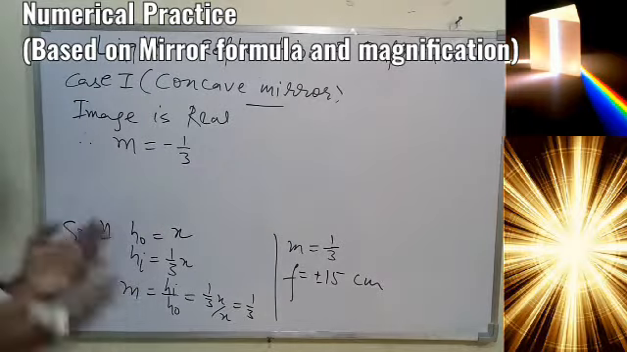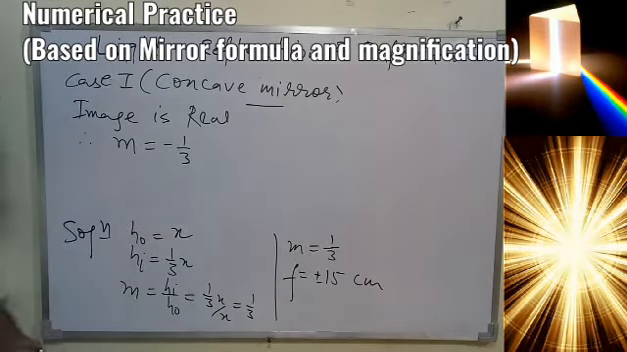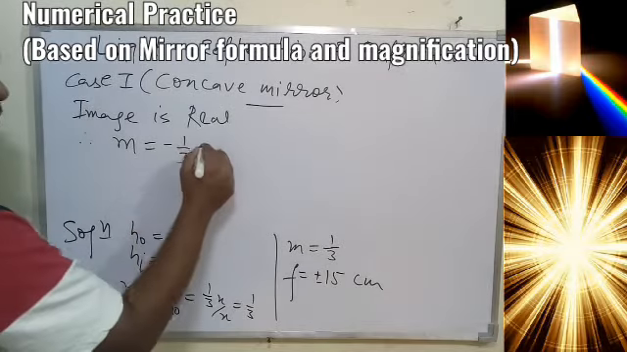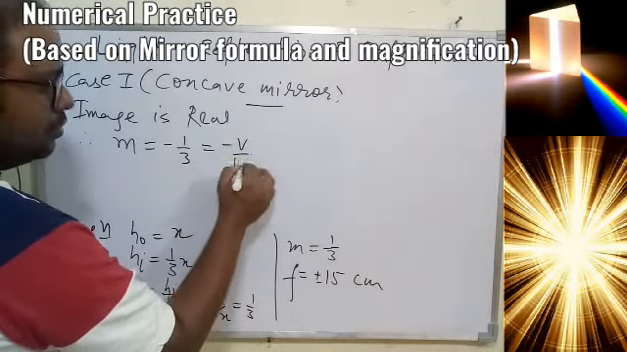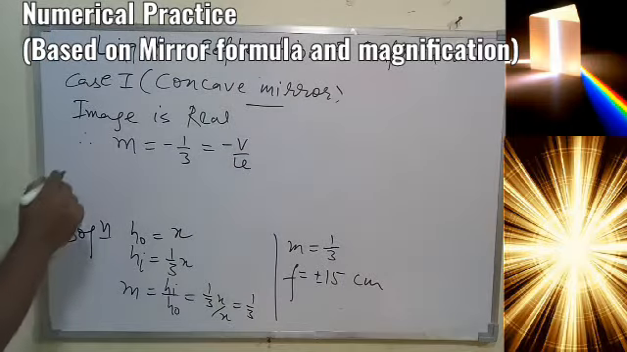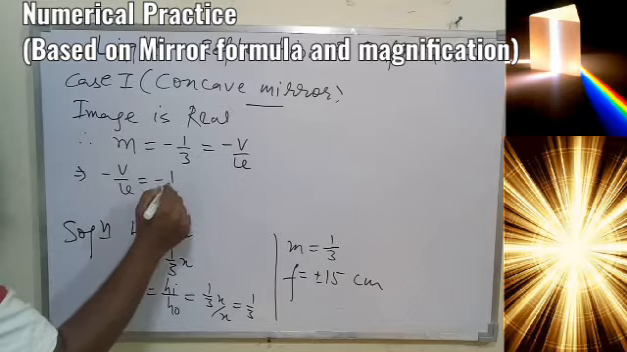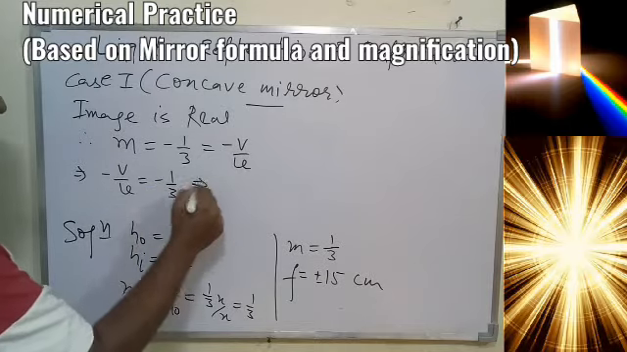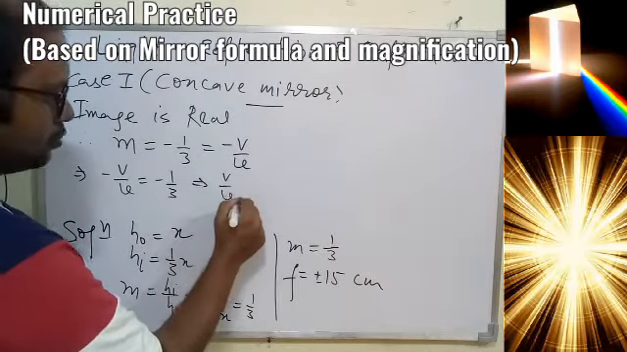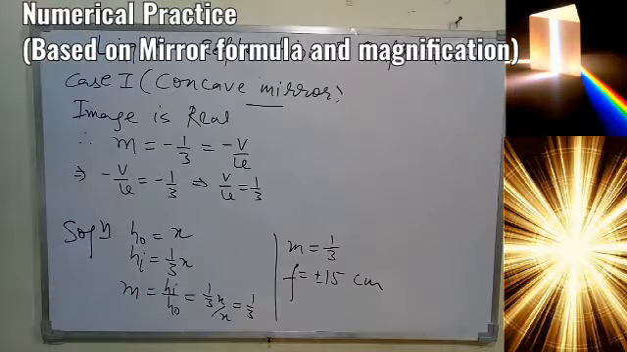Since the image is real, the magnification must be minus 1 by 3, which must equal minus v upon u. So minus v upon u is equal to minus 1 upon 3, the minus signs cancel, so v upon u is equal to 1 upon 3.